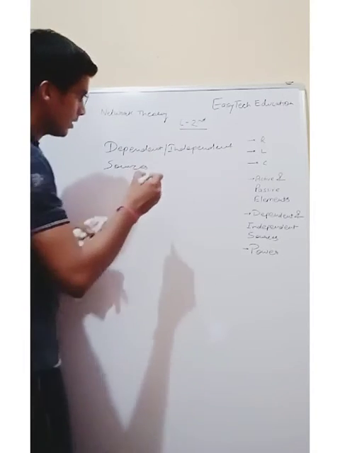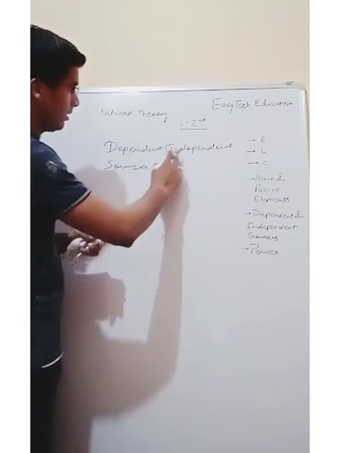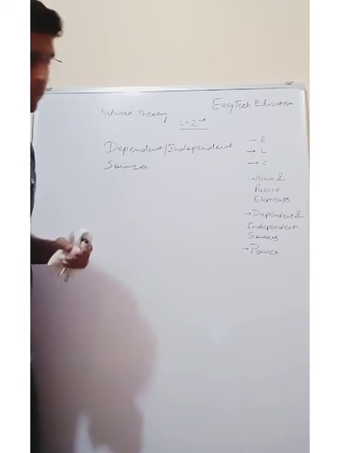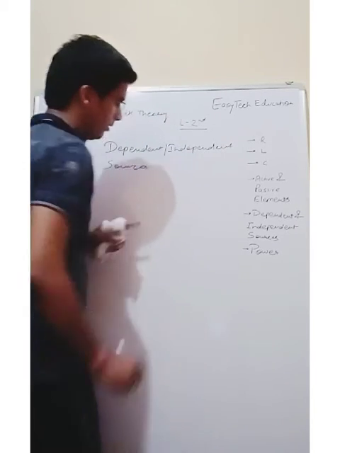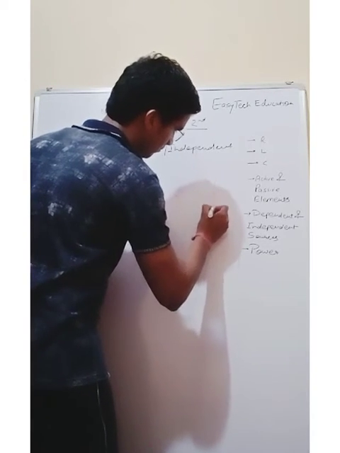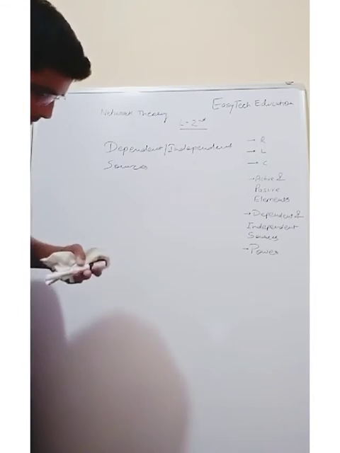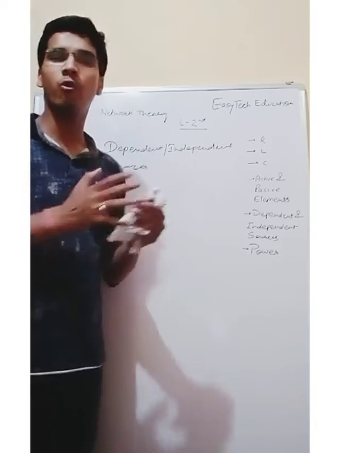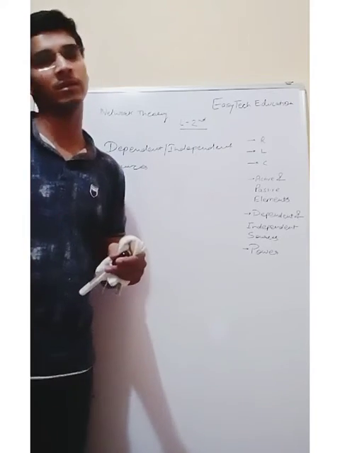If I talk about independent sources, this is a voltage independent source, and this is a current independent source. Now if I draw the dependent sources, they may be classified as voltage dependent voltage source, voltage dependent current source, current dependent voltage source, and current dependent current source.